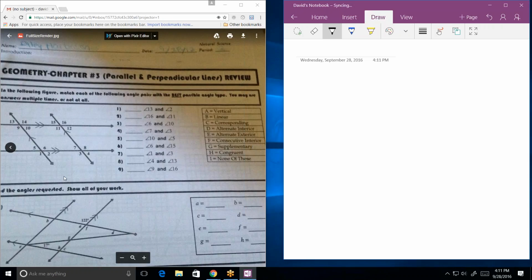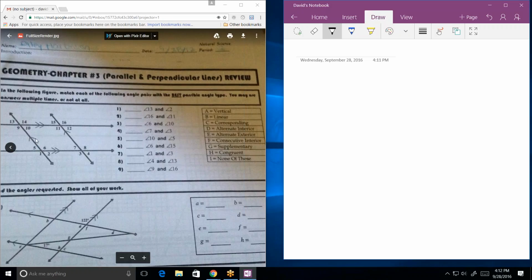How about 4 and 13? Are they vertical? Congruent. Okay. Think of congruent as being equal. That's kind of what congruent means. Okay? And I know 13 is equal to 4 because they're both acute. I don't have to do any other work.